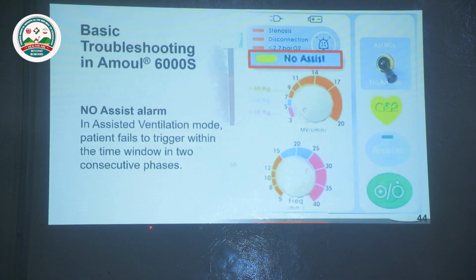This no assist alarm means that when you press this assist button and the ventilator does not sense any trigger from the patient, it will show this no assist alarm. But this ventilator can also deliver the tidal breath to the patient by time trigger. So you just turn off this assist function and shift the mode from AC mode to IPPV mode.